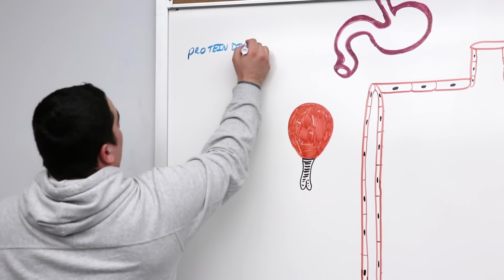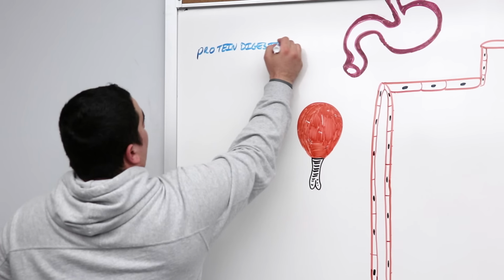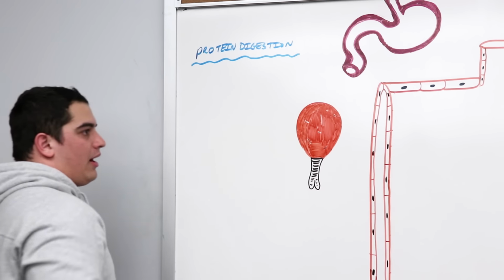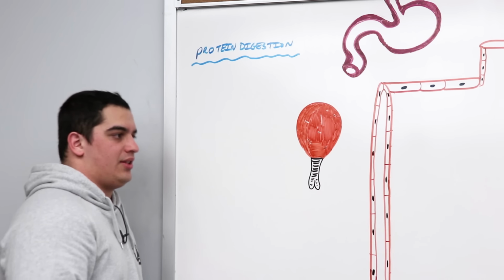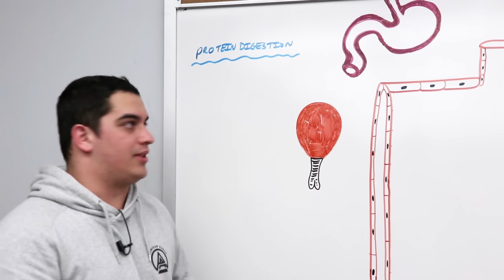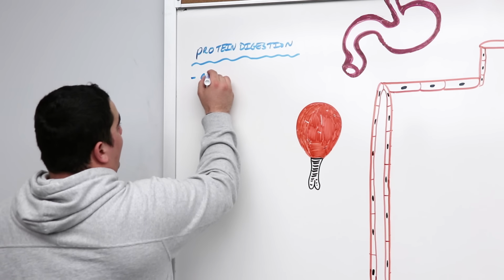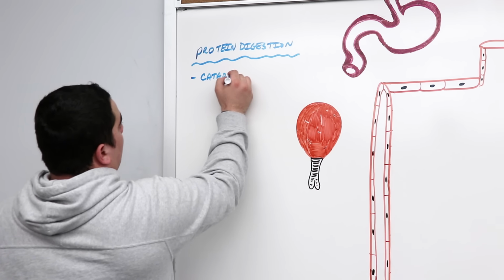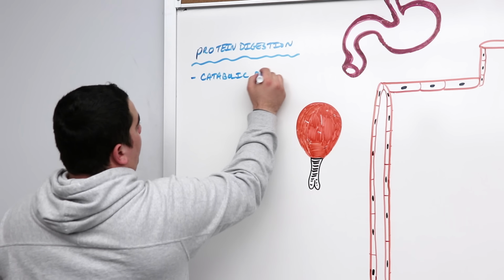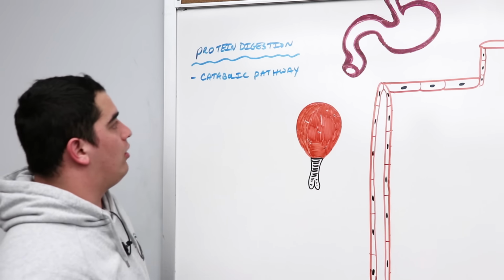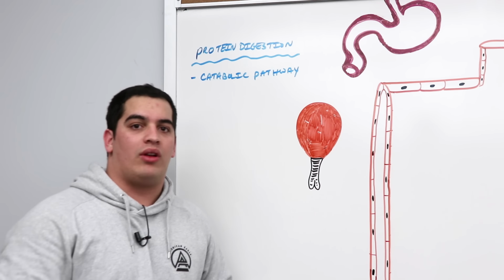So when we talk about protein digestion, what I want you to remember, in the basic terminology when you talk about anatomy or biochemistry, is you hear the terms anabolism and catabolism. Well, protein digestion is primarily going to be a catabolic pathway. Now, what that means is you're going to be breaking down large molecules into their small individual units.